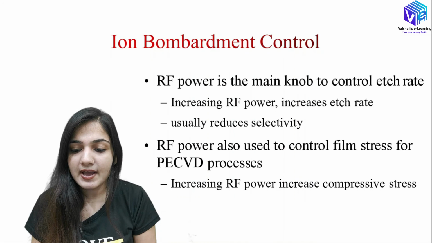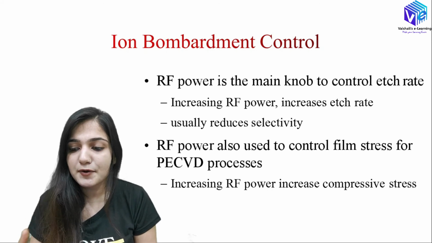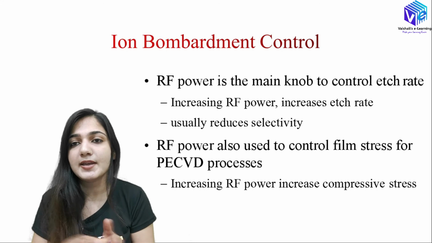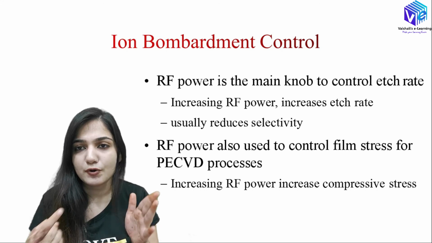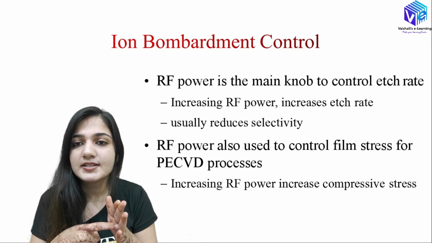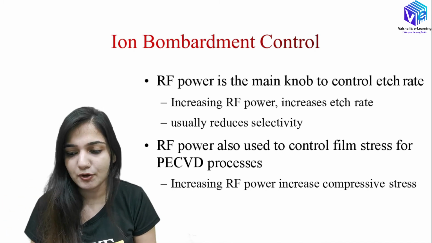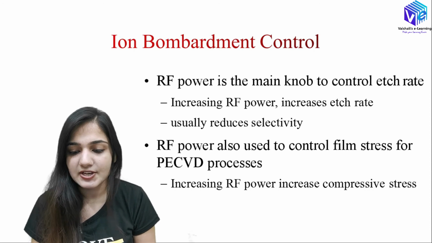Now I have already told you RF power is the main knob, and it is also the main knob to control the etch rate. If I have more ions with more energy, it will etch more. If I have less energy, it will etch less. So the main control knob for the etch rate is the RF power. Increasing RF power increases the etch rate.